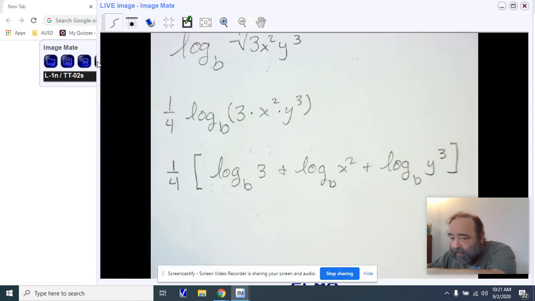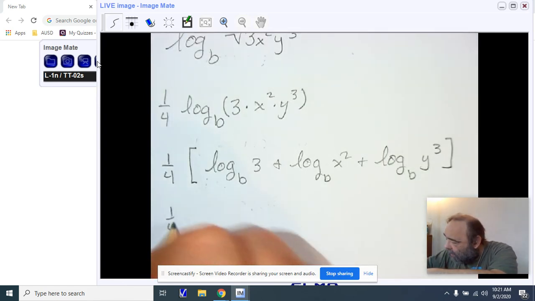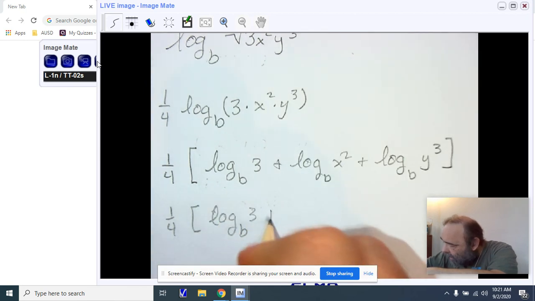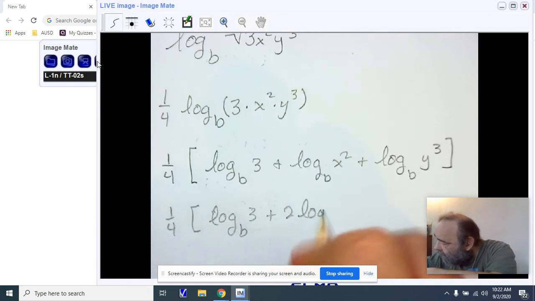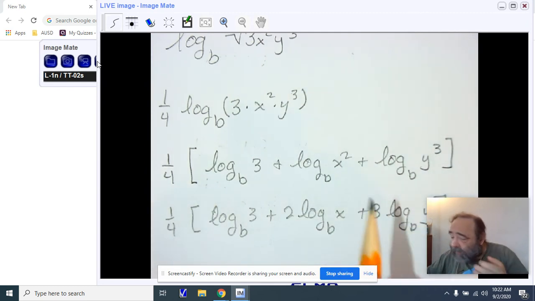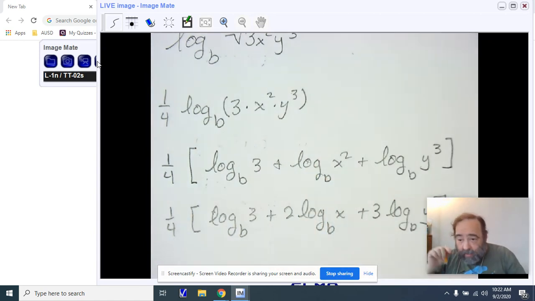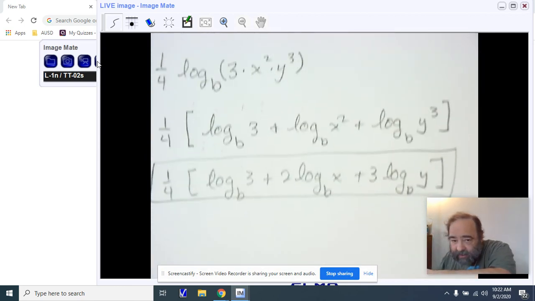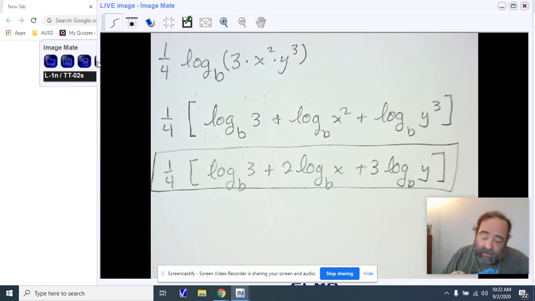The last step is to move the power in front. So 1/4 log base b of 3 plus 2 log base b of x plus 3 log base b of y. Now notice if I had had a fraction, that fraction would have first become a negative exponent. I would have then separated them into the sum and then moved the negative exponent in front. This is our answer that we're looking at right here. The only thing that they could do next is to distribute the 1/4, and that is a possibility.